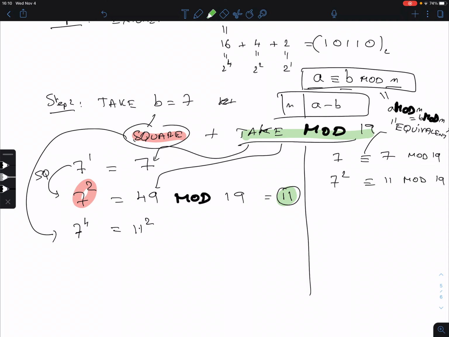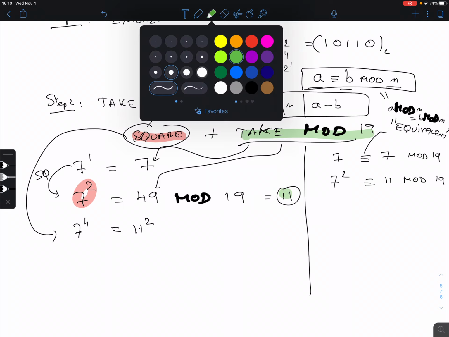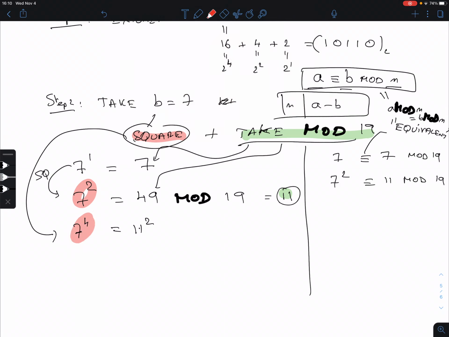Then I square again. Notice that there are two different numbers I'm squaring. The left one is just exponents, right? 7 squared is 7 to the 4th, and then the next one will be 7 to the 8th. But then I also look at the result that I have and square that as well. That's so far just the square part, but now I take mod 19. This is 121, and that I'm going to take mod 19.